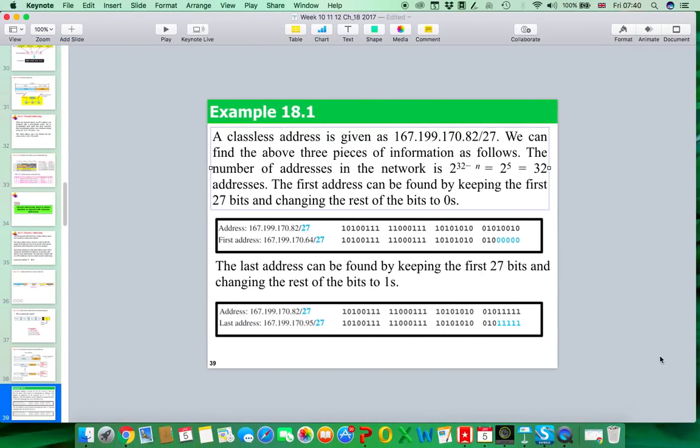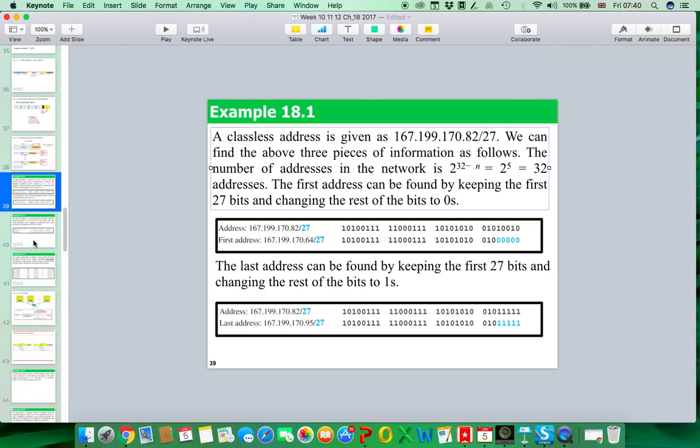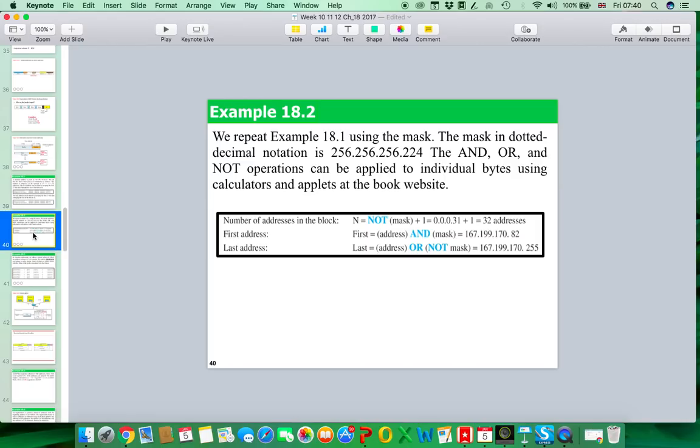So this is how you go about doing it. There you go. The first address is all zeros, the last address is all ones. It's very simple. Once you understand this, it's very simple for you to do it.